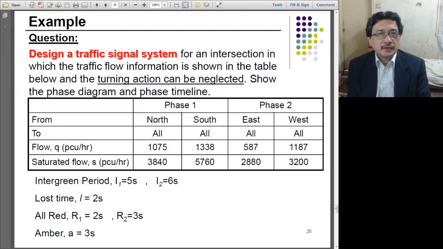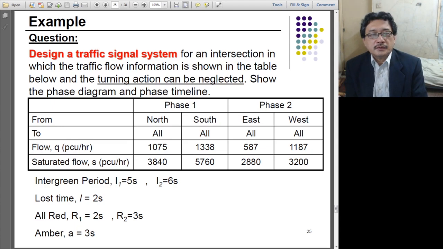Okay, we now start with an example of the traffic light design. In this example, design a traffic signal system for an intersection in which the traffic flow information is shown in the table below, and the turning action can be neglected. Show the phase diagram and the phase timeline.